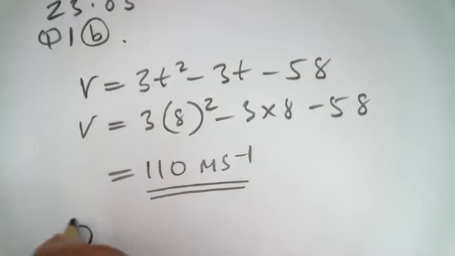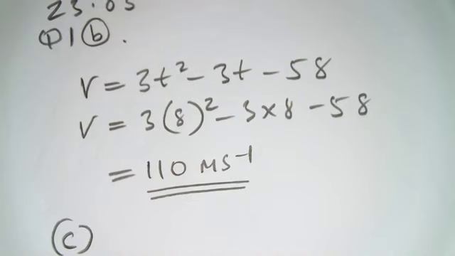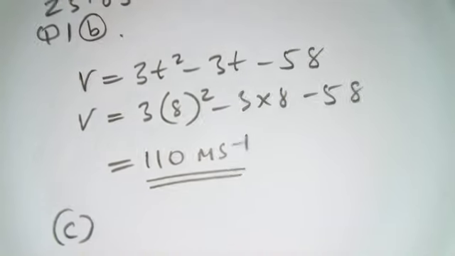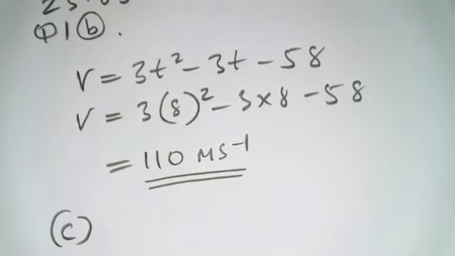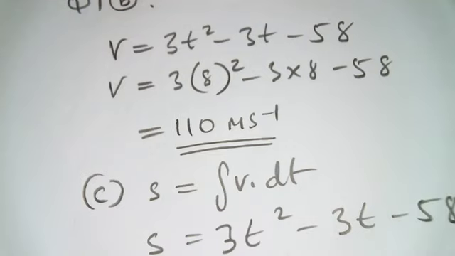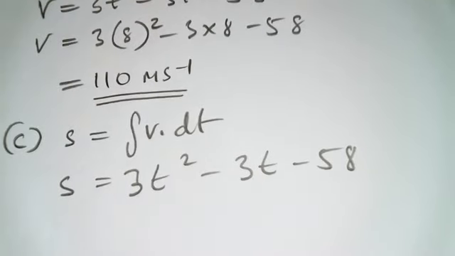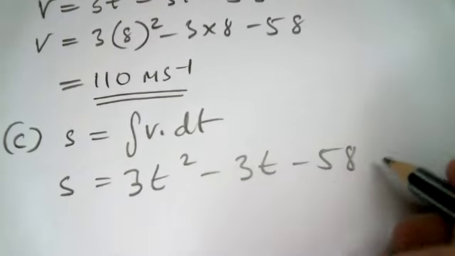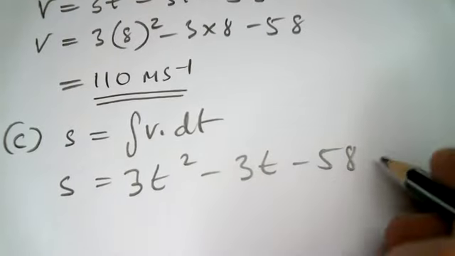Here's C. It says the distance traveled in the first 10 seconds. All right, so in this case, we're going to have to find an equation for S. So we know that S is equal to the integral of velocity with respect to time. So S is equal to the integral of the velocity equation, 3t squared minus 3t minus 58, and I'm going to put, of course, a plus c on the end here.